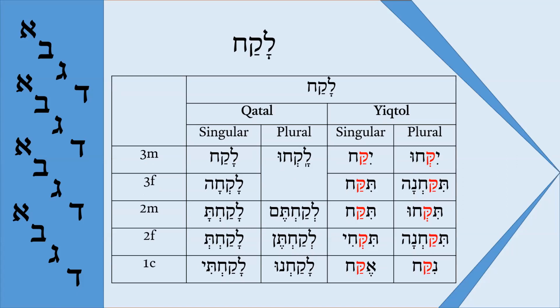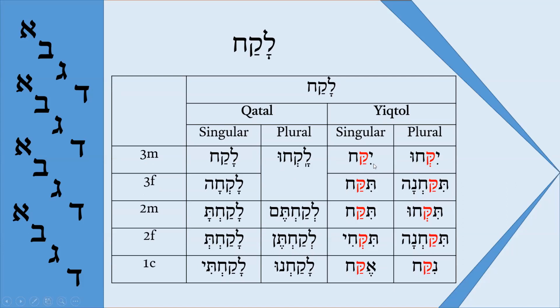So another tricky verb is lakach. And again, we have the same problem as with Natan. The situation here is that lamed is assimilated in the Yiktol conjugation with kof.